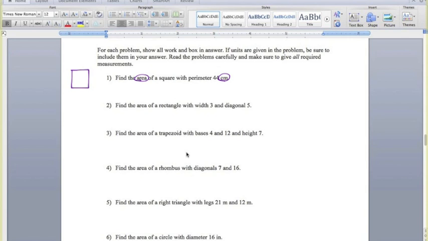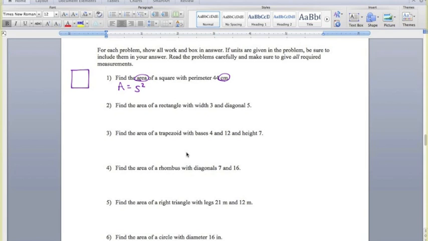So I'm given a perimeter of 44 centimeters. To find the area of a square, an area of a square is base times height or length times width, but for a square, they're special because they're all the same. So it's really just the side squared because all the sides are the same in a square.